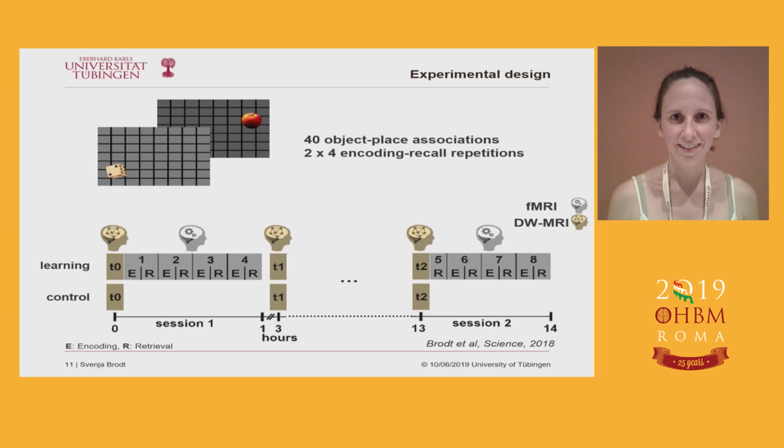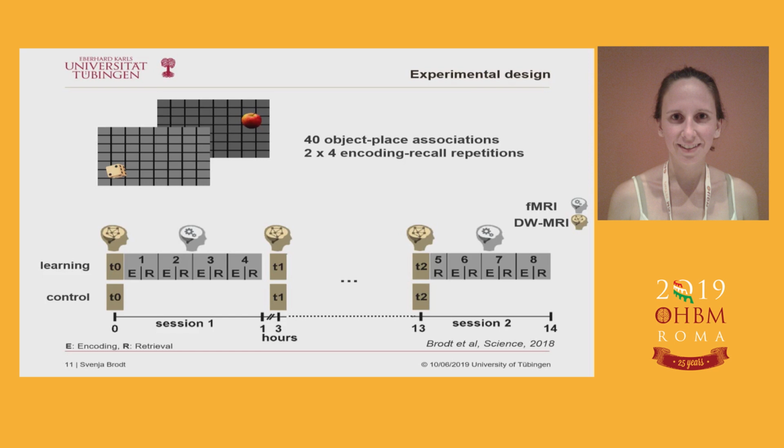And in this study, our participants had to associate items with their respective locations in pairs on a grid in a task that pretty much resembles the game Pairs or Concentration. They did so in several runs, and each run entailed an encoding and a subsequent cued recall phase. And we had 2 task sessions spaced approximately 12 hours apart. And during these task sessions, we acquired fMRI.